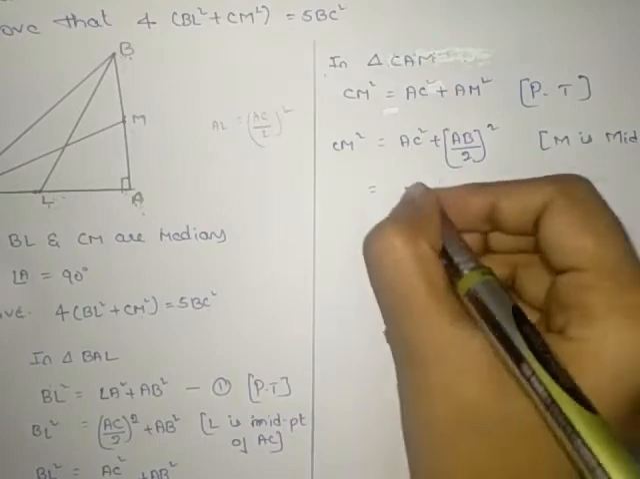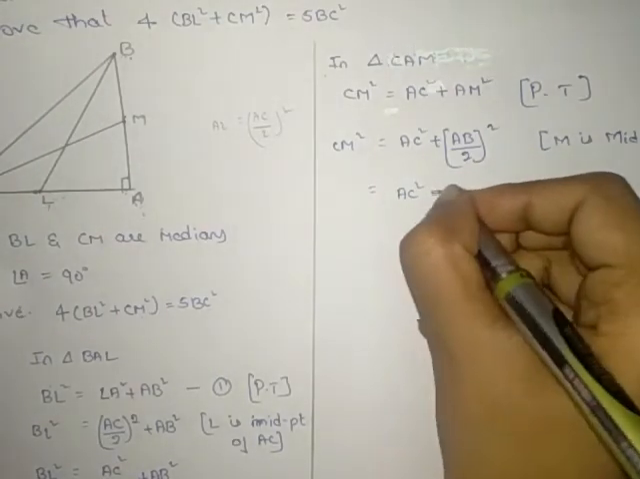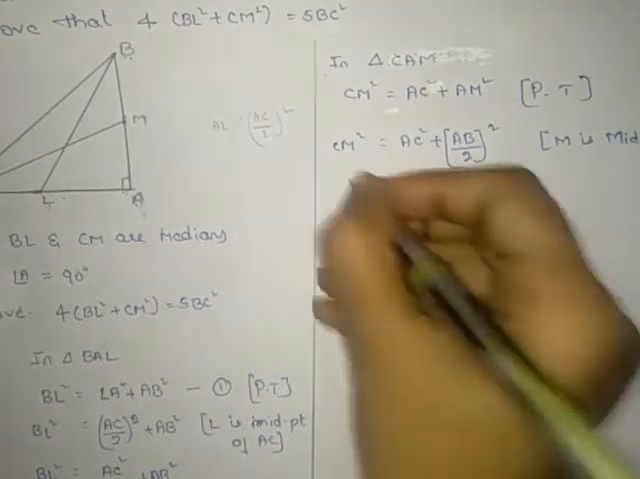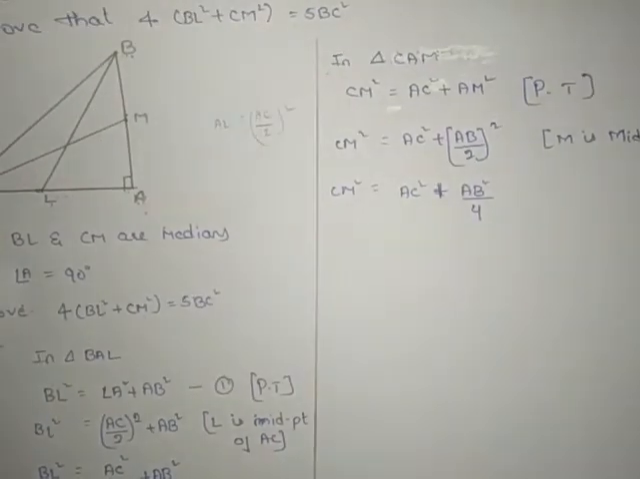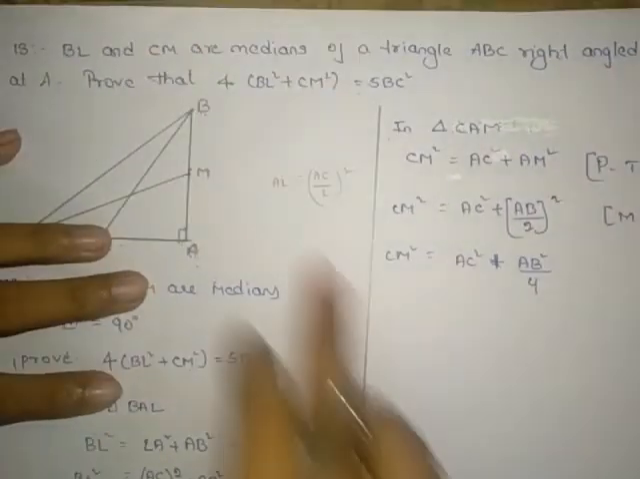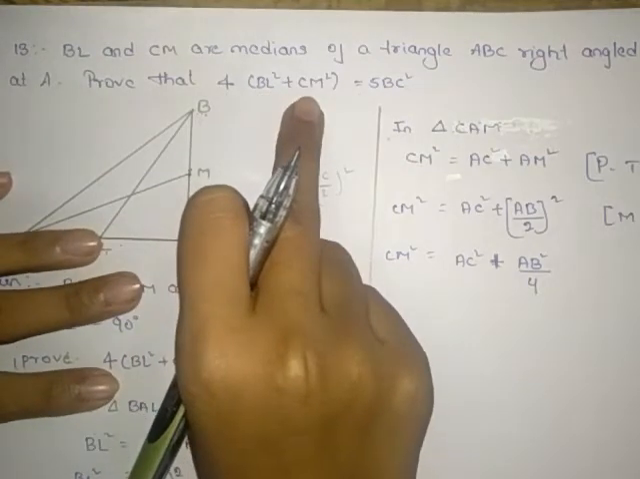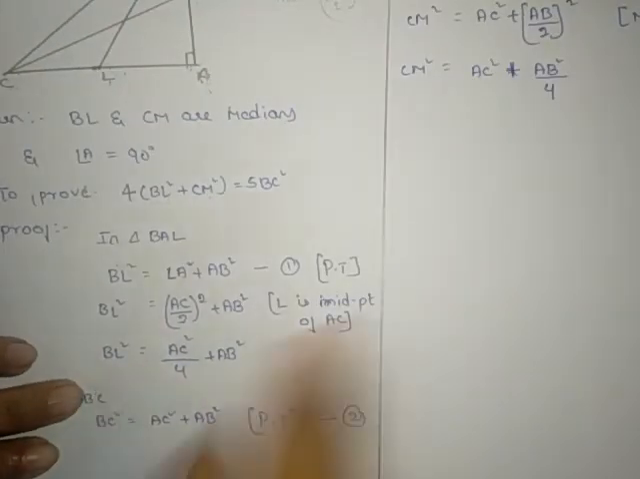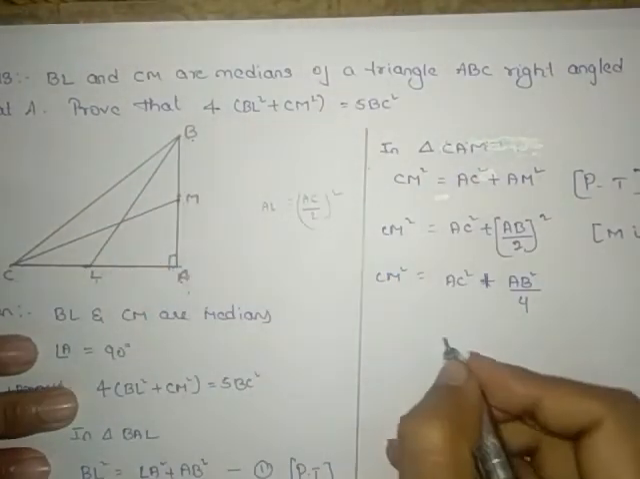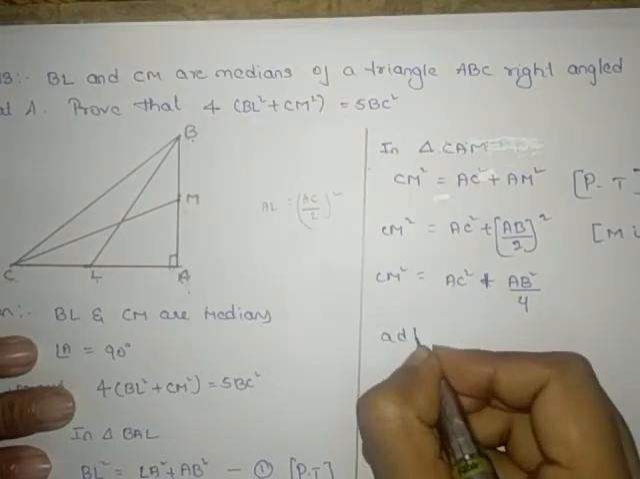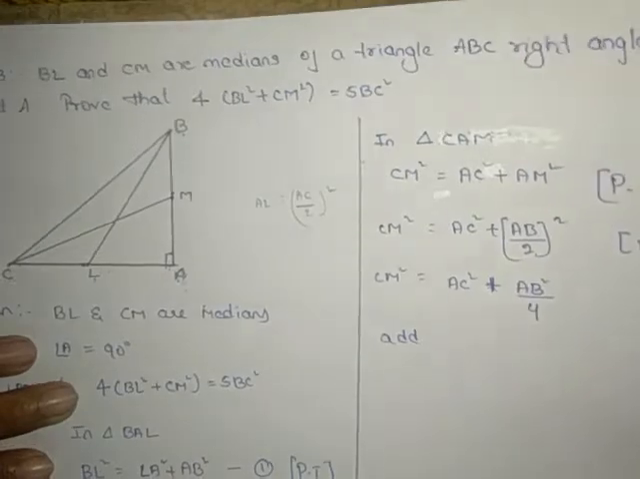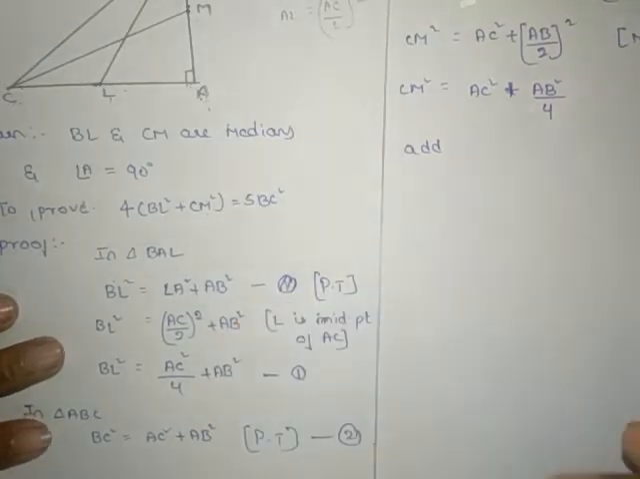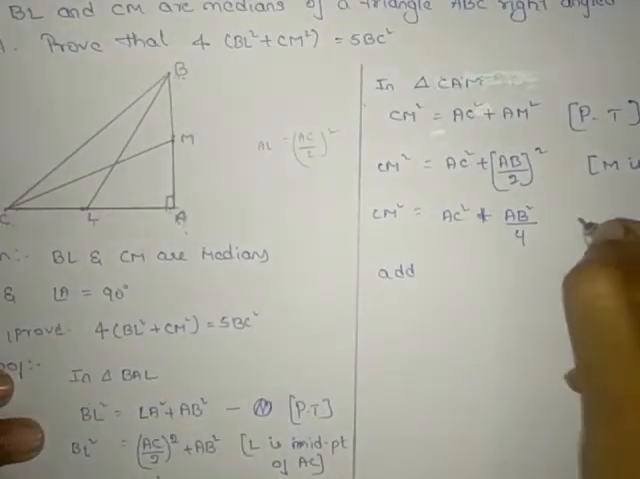Now we got this equation as CM square. Again we are going to equate or resolve it. AC square plus AB square divided by 2 into 2, that is 4. This is what? CM square. In the equation we want BL square plus CM square, isn't it? So we need to add this equation and this BL equation. We'll get the left hand side, right? So add. We'll call this equation 1, not this, right? And this as equation 3.